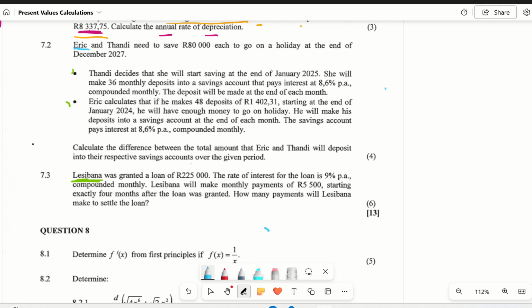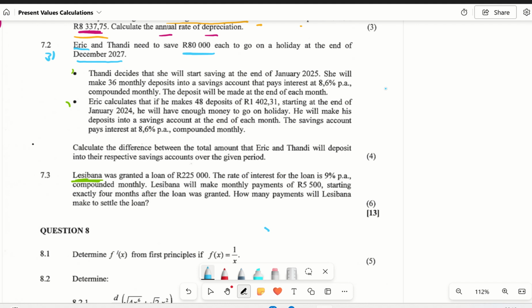It says Eric and Tandy need to save 80,000 rands each. So we must understand the opening statement. Each one of them must save 80,000 to go on a holiday at the end of December 2027. Okay. So that is essentially on the 31st of December 2027. Ne? So they haven't given us the current day, but we will just figure it out as we read the statement. Okay. So each one must save 80,000.